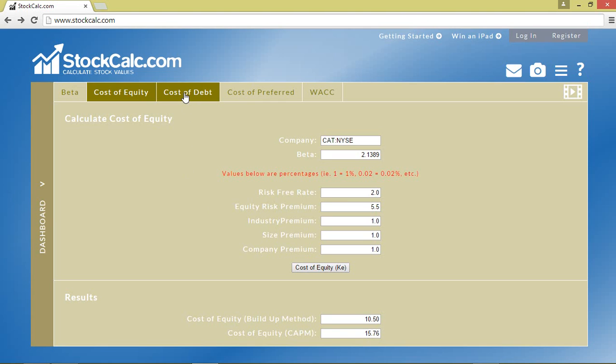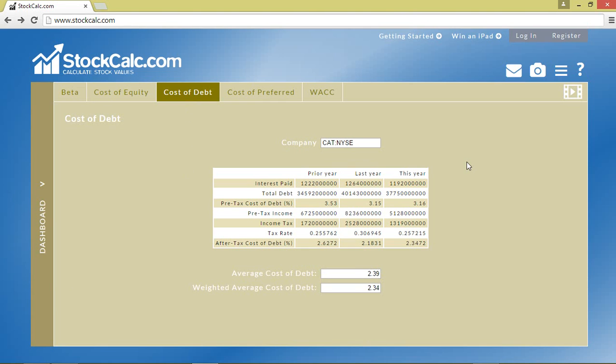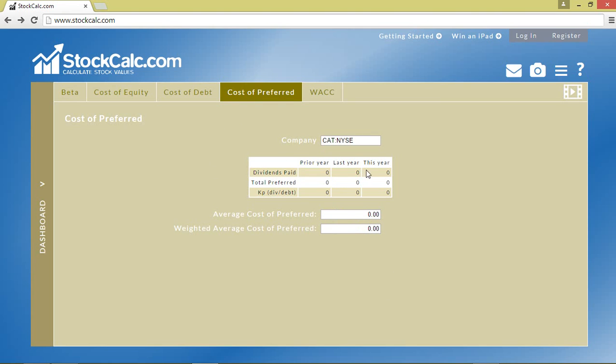in these calculations. The cost of debt is the borrowing cost for the company, and essentially it's the interest paid divided by the total debt, but it is an after-tax cost. In the case of Caterpillar, the after-tax cost of debt for the last 3 years has been 2.3. If the company had preferred shares, the dividends paid divided by the total preferred stock outstanding will give us a cost of the dividends. In this case, there are none for Caterpillar.